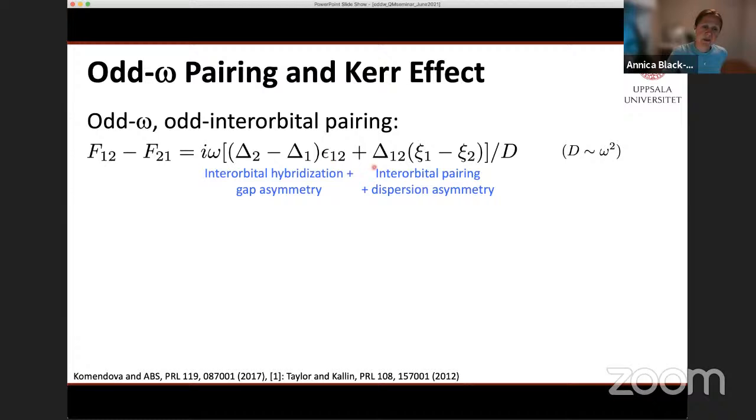But I could also start with, actually, if I have an interorbital pairing, I only need a dispersion asymmetry, which I of course have because I'm considering 2 different bands, so starting with 2 different orbitals. So this is always non-zero.